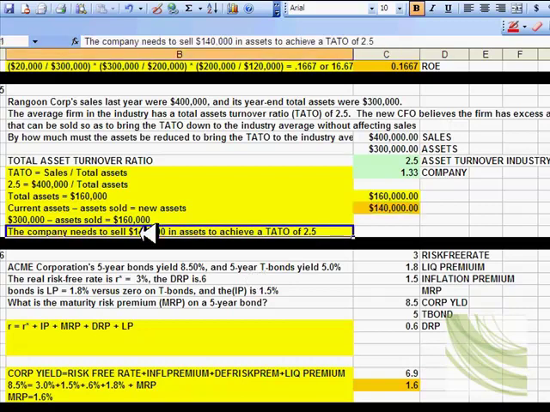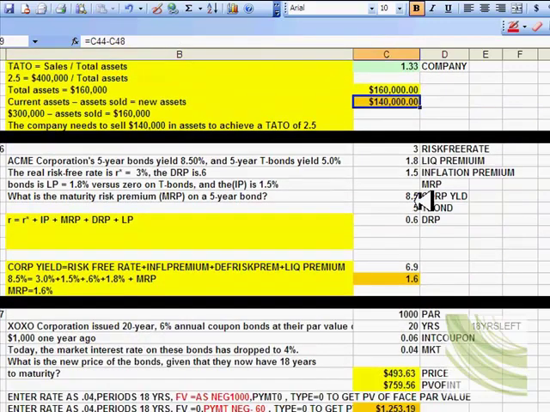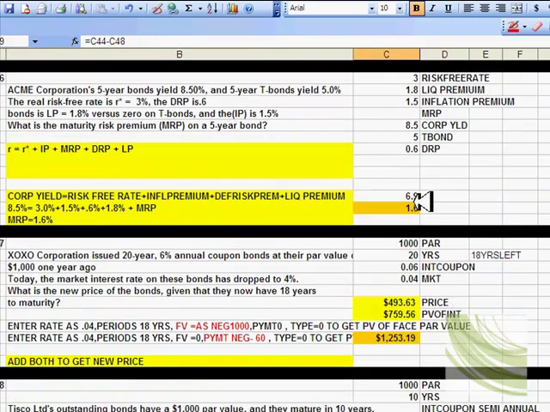So the company needs to sell 140,000 to achieve a total asset turnover ratio of 2.5. You just set up the equation, sales divided by total assets. This is what you're trying to solve for to figure out what your total assets are. 300,000 minus the 160,000 is 140,000. Okay, so let's do the next one.